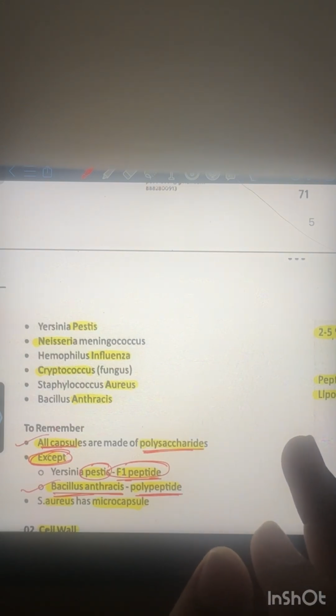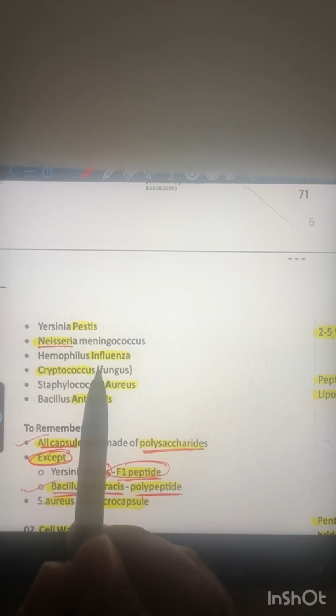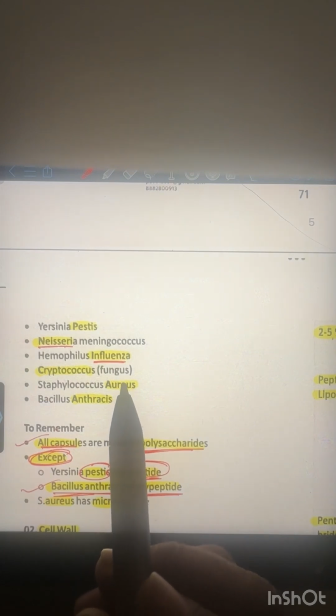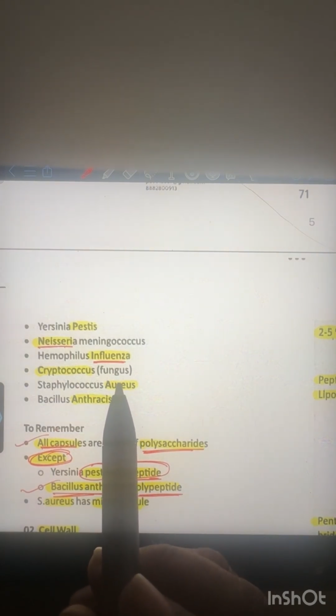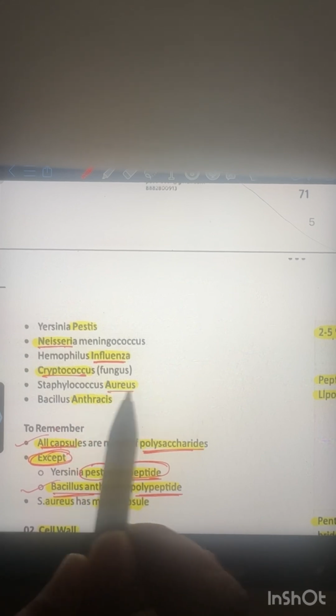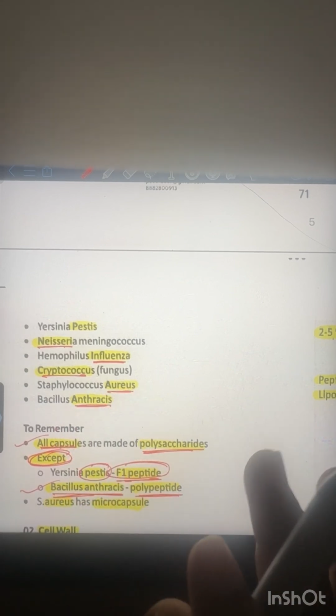Now coming to nice, what is N for? N is for Neisseria meningitidis. Nice as a whole sounds like Neisseria. Neisseria meningitidis definitely has a capsule. Then we have I. The I is influenza, of course, Haemophilus influenzae. And in capsules, C stands for the very famous fungus Cryptococcus, and A stands for Staphylococcus aureus and Bacillus anthracis. Now, pretty nice capsules you have learned, but what are the exceptions?